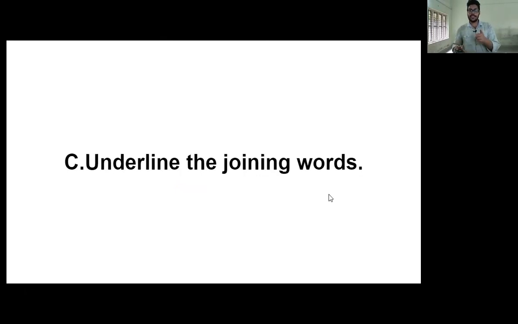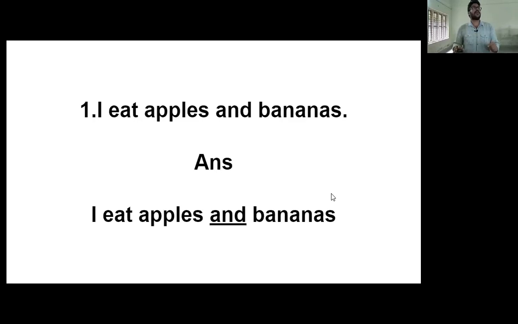Okay, shall we move to the first sentence? First sentence, I eat apples and bananas. So the answer is and, because and connects or links the apples and bananas in this sentence. So you have to underline and in this sentence. Try to use pencil instead of pen. Take your workbook with you and do this activity along with this class.